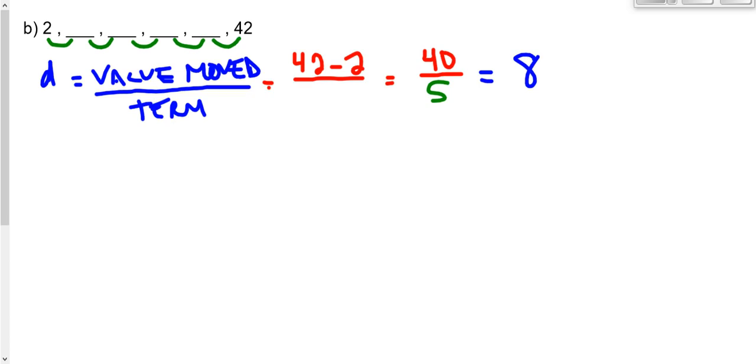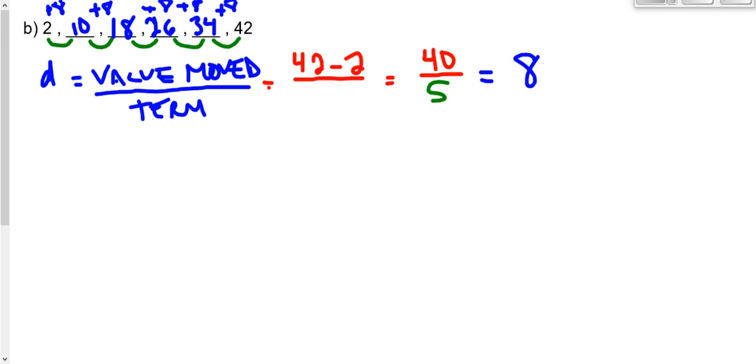So I can go ahead and fill in all of my missing terms using that information. To get from 2 to the next term, I must have added 8. That gives me 10. And then another plus 8, the next missing term is 18. Another plus 8, the next missing term is going to be 26. Then we add 8 again. We must have gotten to 34. And then one final plus 8 gets me to the number 42.